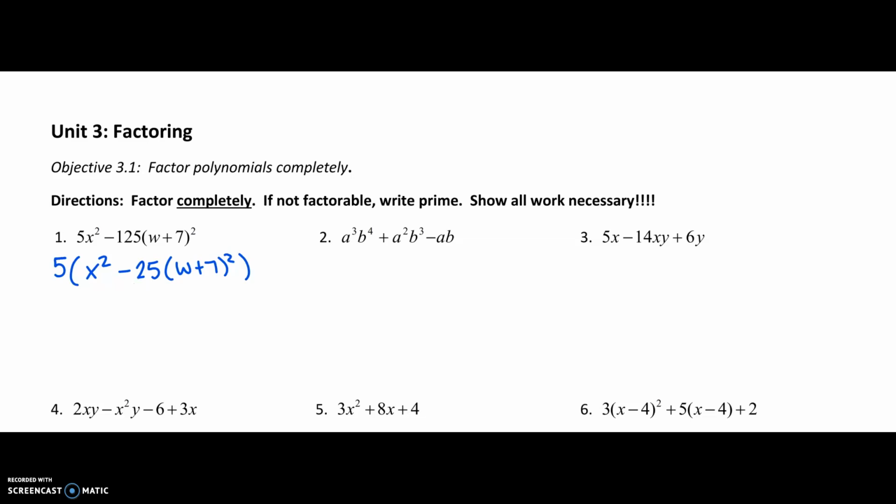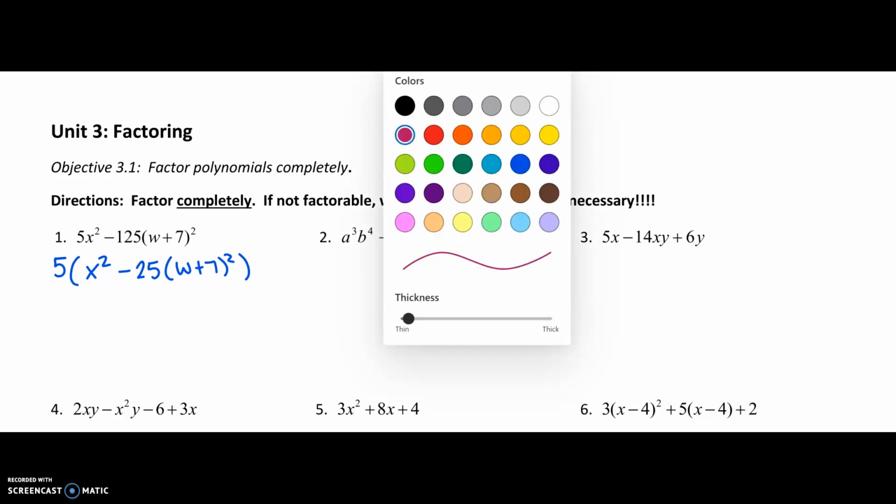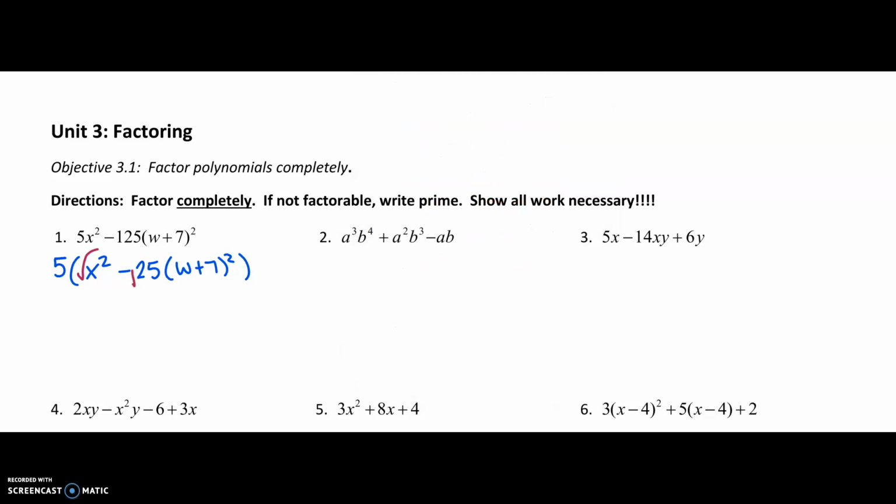So what I'm going to do is take the square root of each part and then write them in the form a minus b and a plus b. The square root of x squared is x, minus the square root of 25 is 5, and the square root of w plus 7 squared is w plus 7. The second parenthesis will be the exact same, just with a plus sign, x plus 5, w plus 7. And then don't forget your GCF at the beginning.